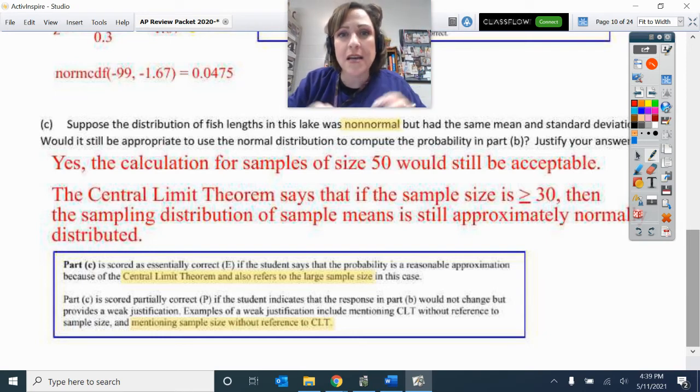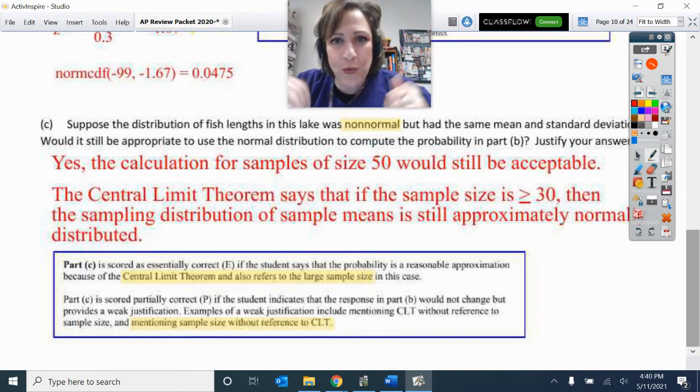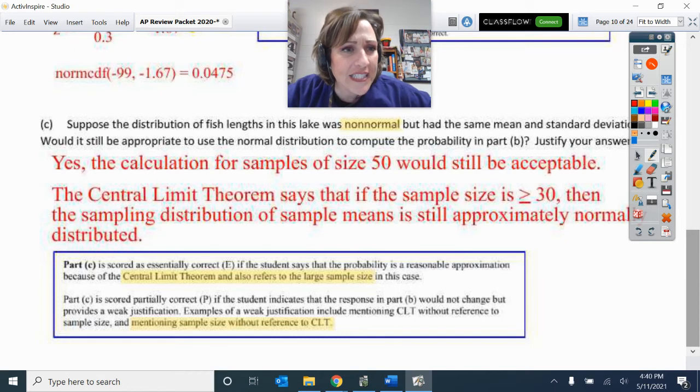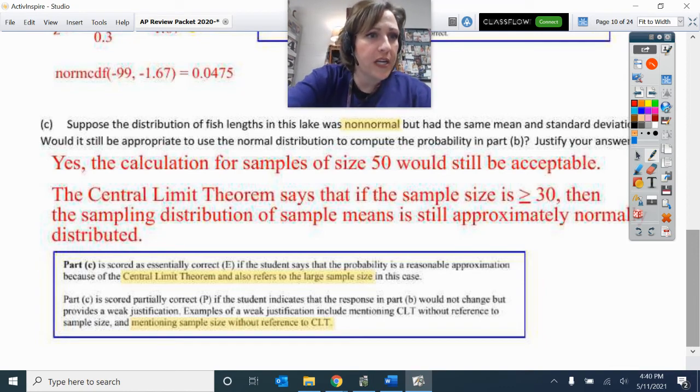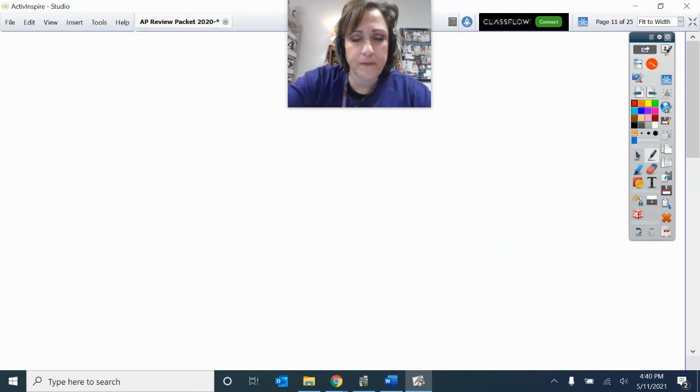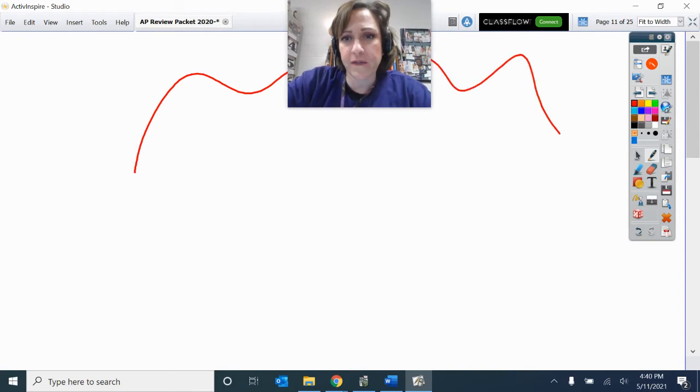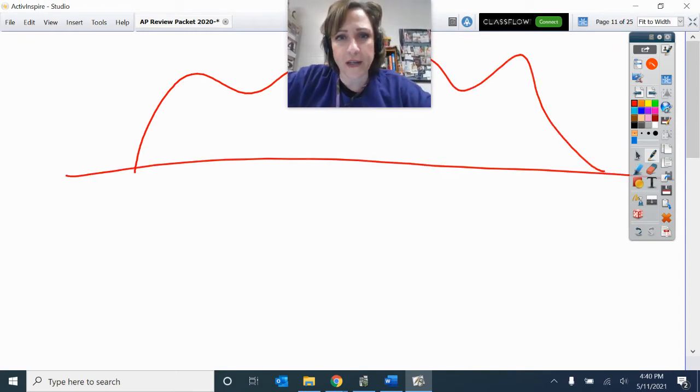All right, and finally, this one would catch so many people because I'm afraid you might not actually say the words central limit theorem, and you would have gotten marked down from an E to a P. So let's take a look at this. Suppose the distribution of the fish lengths of the population was non-normal. Okay, so here's what that's saying. The population of the fish lengths is non-normal. I don't know what it is, but it's not normal.